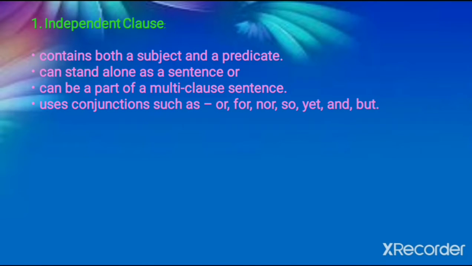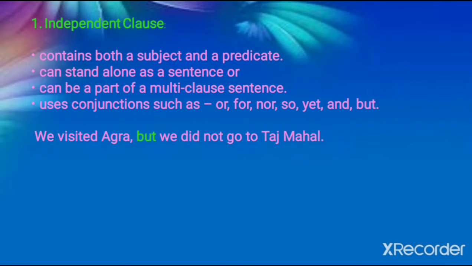Independent clause. An independent clause is a clause that contains both a subject and a predicate, and it can stand alone as a sentence or can be a part of a multi-clause sentence. It uses conjunctions such as or, for, nor, so, yet, and but. Example: we visited Agra, but we did not go to Taj Mahal.